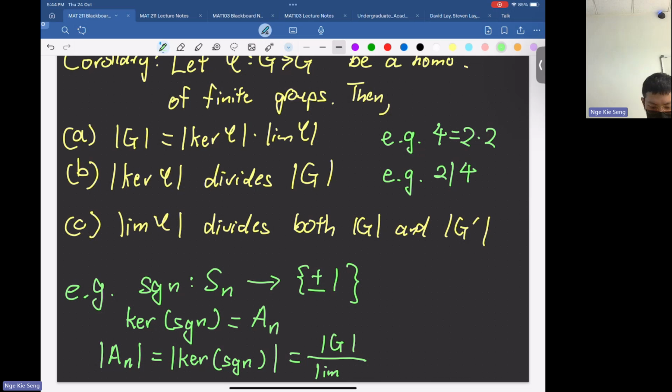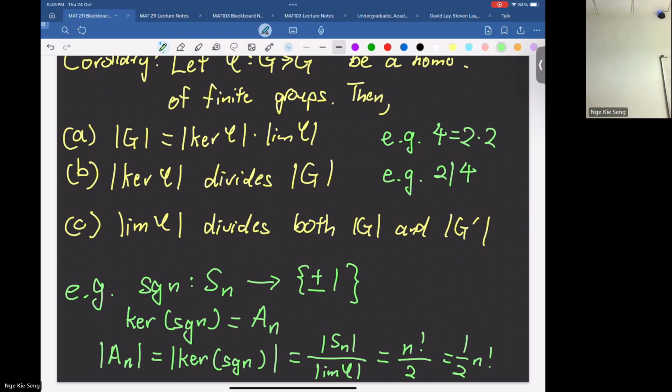Okay, anyone got any answer or not? What do you get? So G here is Sn. What's the numerator? What's the denominator here? The numerator is the size of Sn. Size of Sn is what? n factorial. Size of the image? How many things inside this image? 2 things only. Okay, so divide by 2. So your An, how big is it? Half of your Sn.